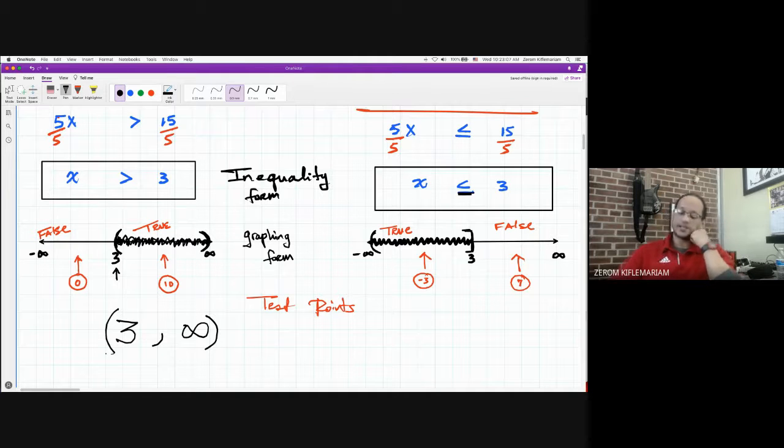For the one on the right side, my answer starts from negative infinity, comma, and then it goes all the way to positive 3. Infinity is always a parenthesis, but this time, since it is equal, this will be a bracket. So this portion is known as my answer in interval notation.